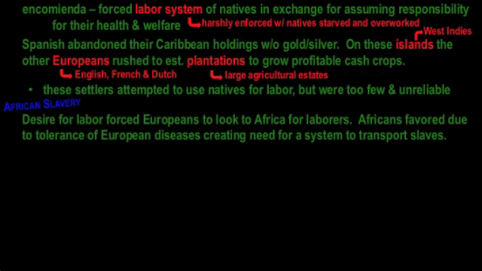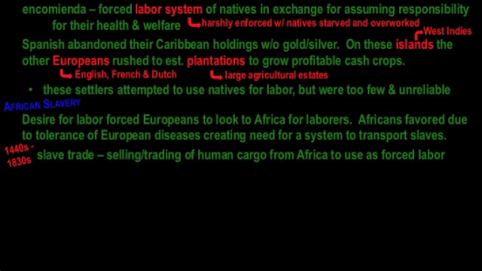Now, the desire for labor forced Europeans to look to Africa for laborers. Africans were favored due to their tolerance to European diseases, creating a need for a system to transport slaves. That's another aspect of the native population that became very unreliable: many of the natives died on the plantations or in the mines because they contracted European diseases, and as we saw in the earlier section, that becomes a very devastating impact on the native population. So Africans, being from the Old World section of the world, were used to European diseases and therefore didn't suffer the same kind of fate that the natives did. However, the Europeans needed a system to transport Africans from Africa to the Americas.